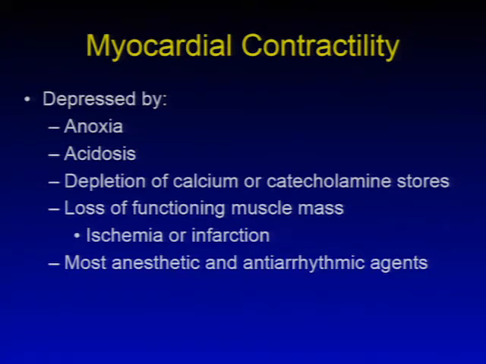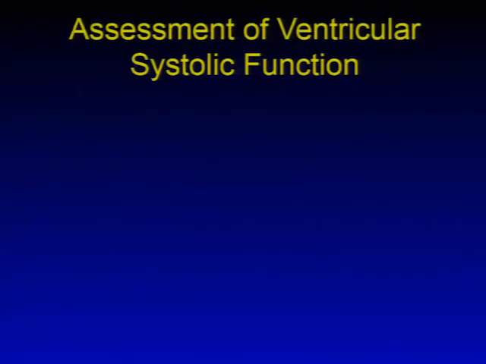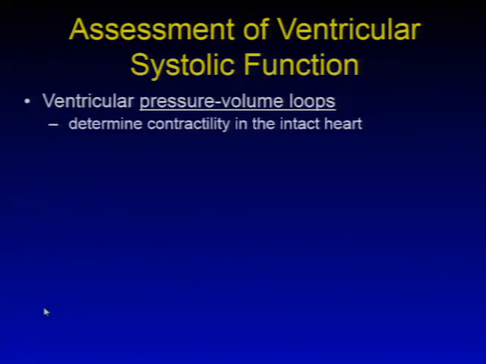Myocardial contractility is depressed by a lack of oxygen, acidosis, a depletion of calcium or catecholamine stores, a loss of functioning muscle, such as after a myocardial event, as well as most anesthetic and antiarrhythmic medications. So how do we assess ventricular systolic function?